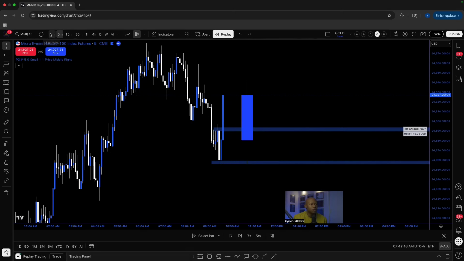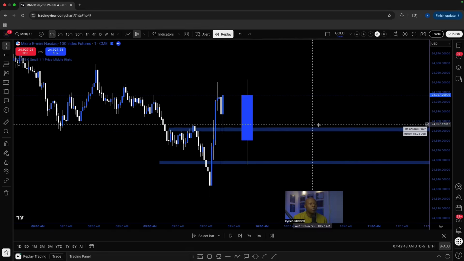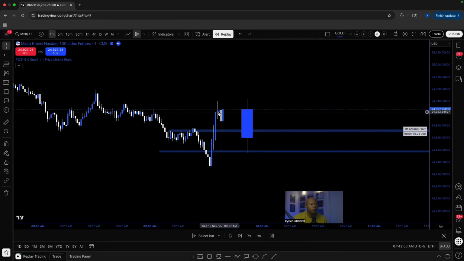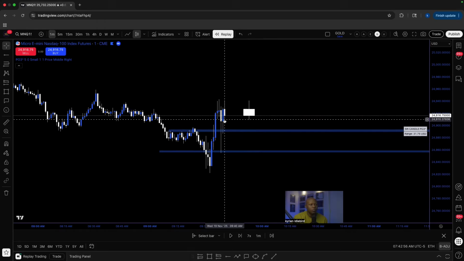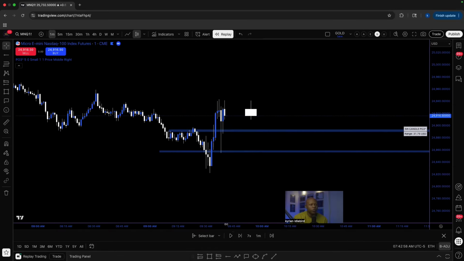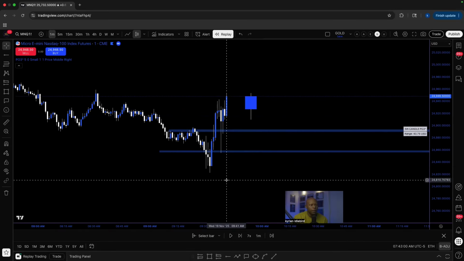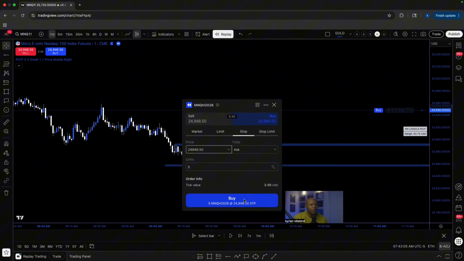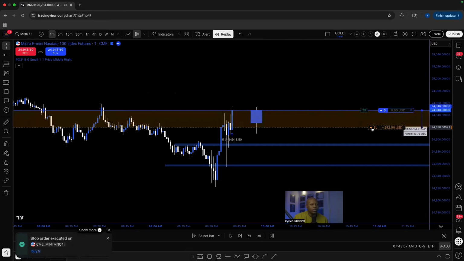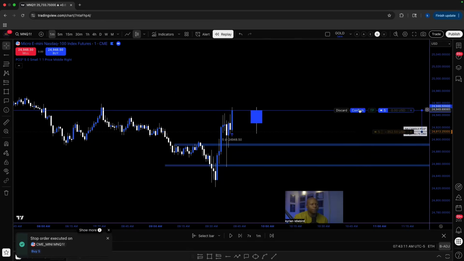Now, what do we need to do? We need to dial down to the 1 minute time frame and execute on the first 1 minute candle that closes in our direction. So we need to get in on the first 1 minute candle that closes bullish. This one is bearish, so we wait for our bullish closure. Boom, we just get this bullish closure. We're going to set a buy, and then we set our stop loss to be below that candle low, right?